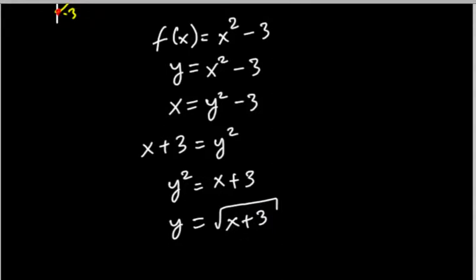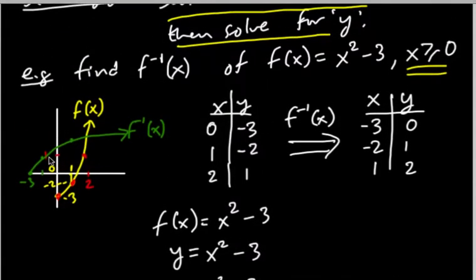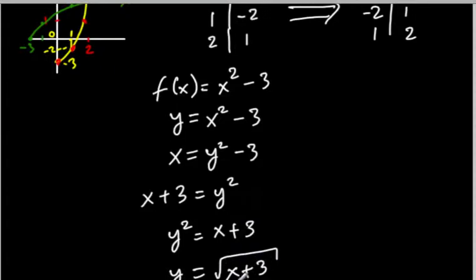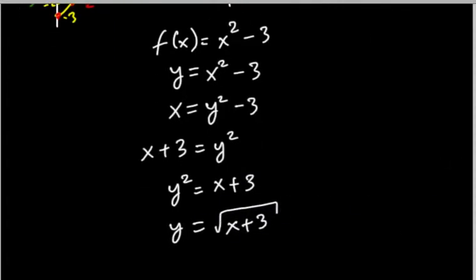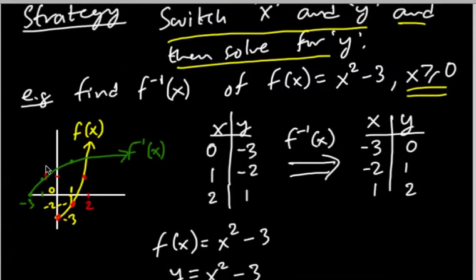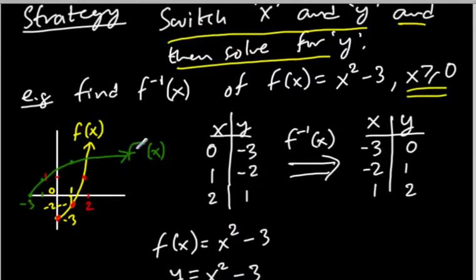Okay? And if you look at this function right here, it looks like a square root function. And if we're doing x plus 3, what that means is it's a transformation to the left by 3 units. And we see that over here. It's a transformation to the left here by 3 units. So that is the solution for the inverse.